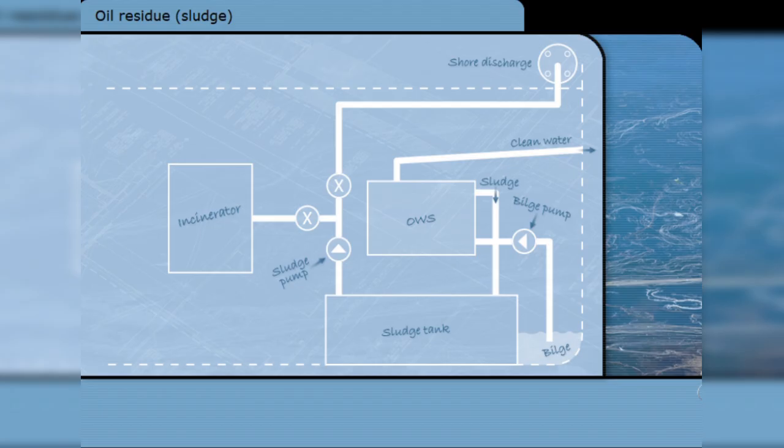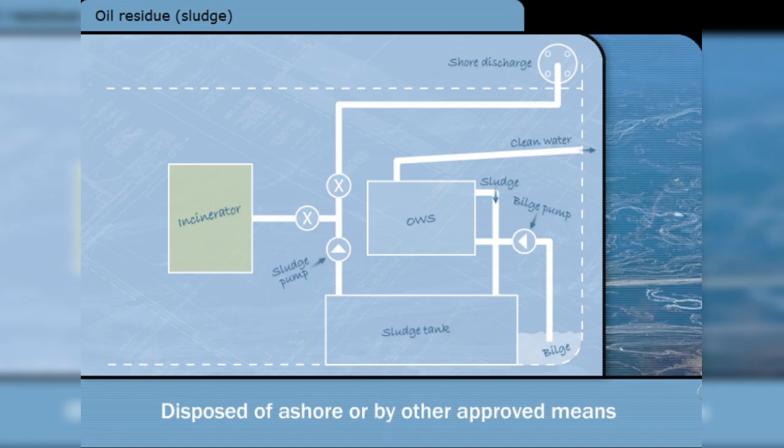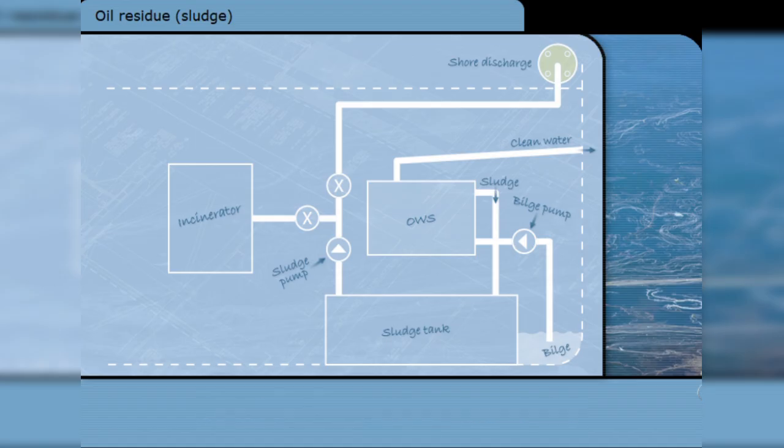Oily water separators do not get rid of the oil, they only separate it from the water before the water is discharged overboard. The oil residues separated off must be collected and retained on board in a sludge tank until it can be disposed of ashore or by other approved means, such as burning in an incinerator or the ship's boiler. In exchange for cleaner seas and beaches, the states which have signed the convention are required to provide reception facilities for the oily mixtures that ships are banned from discharging into the sea. To make discharge ashore easier, each ship must have a pipe to deck with a standard discharge connection available.